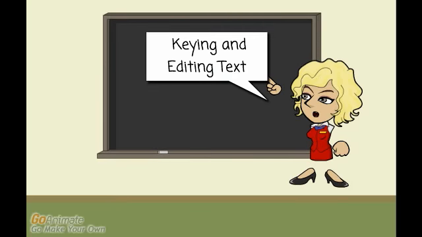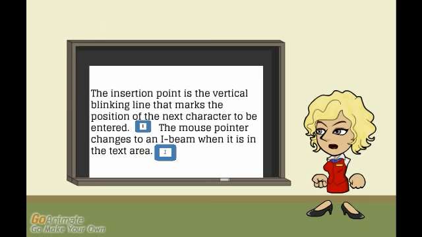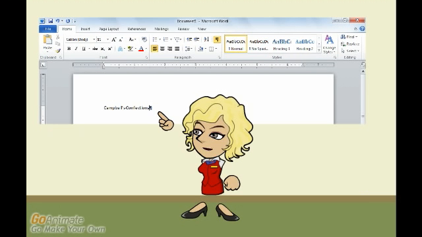Let's look at keying and editing text. The insertion point is the vertical blinking line that marks the position of the next character to be entered. The mouse pointer changes to an I-beam when it is in the text area. The insertion point marks the place where you begin keying text.